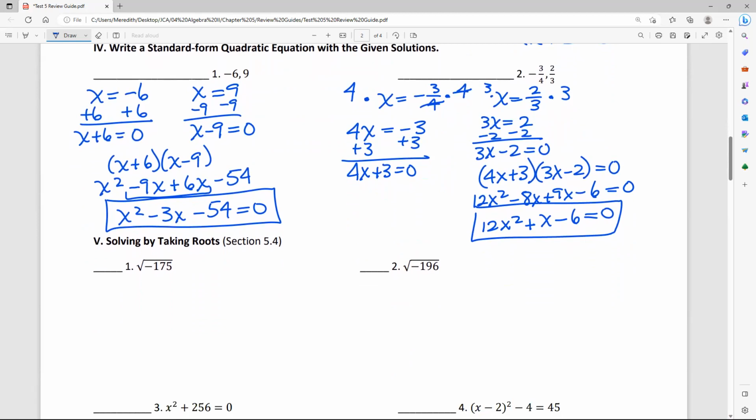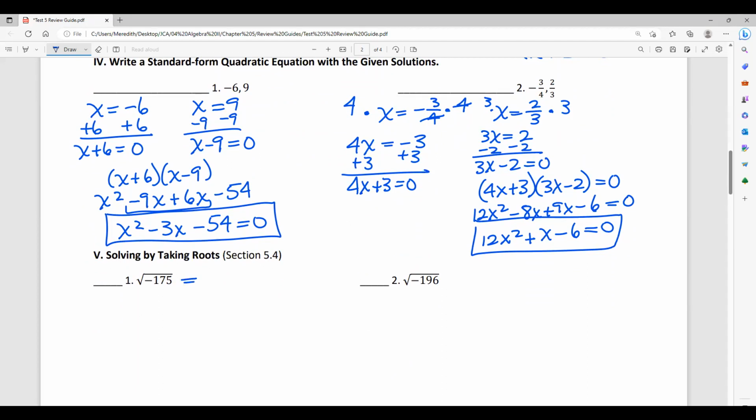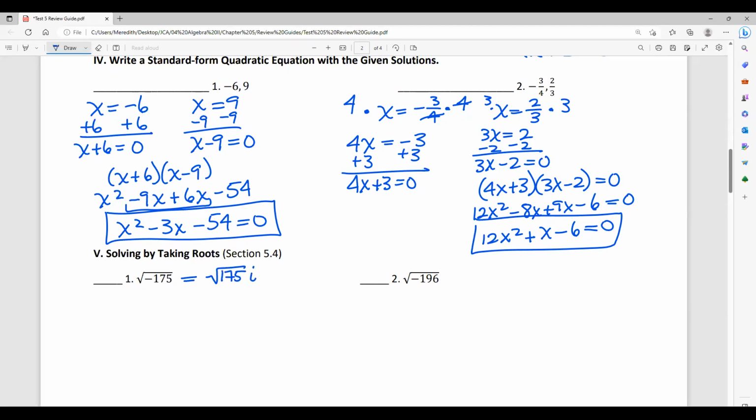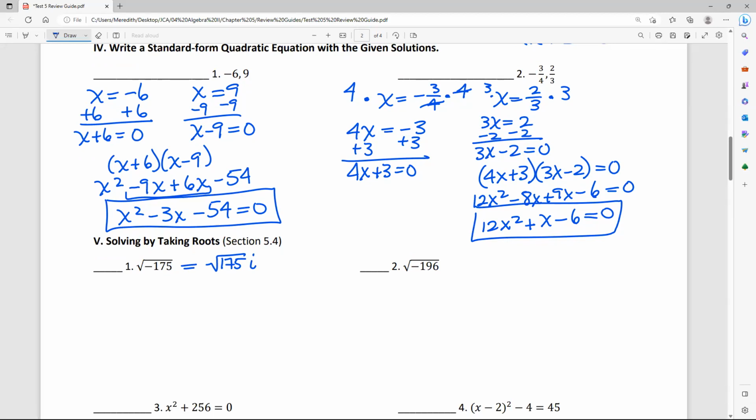Solving by taking roots. We're having some practice working with square roots. So remember, if you have a negative inside a square root, we can't have that. That creates a complex number, which means it's imaginary. So you can just immediately rewrite this as the square root of 175i. And that's it.